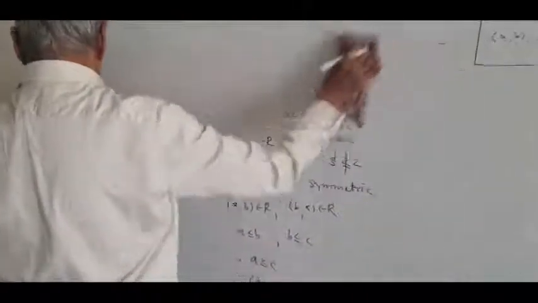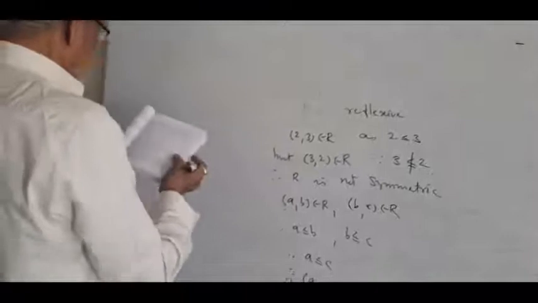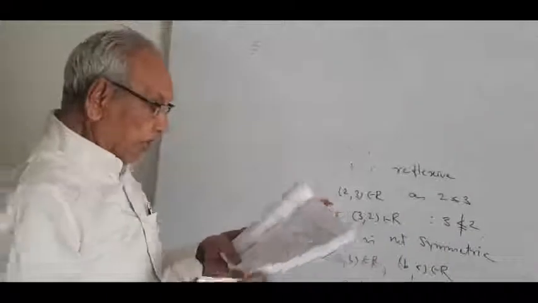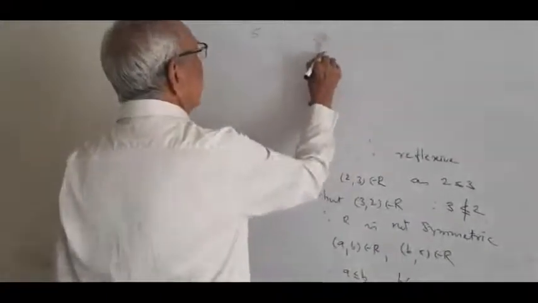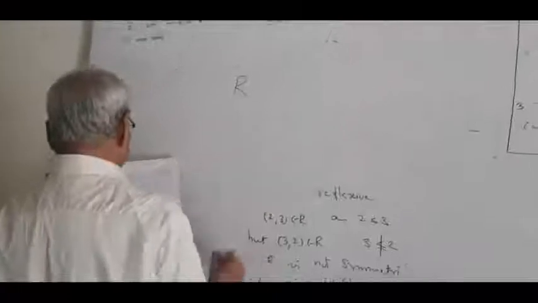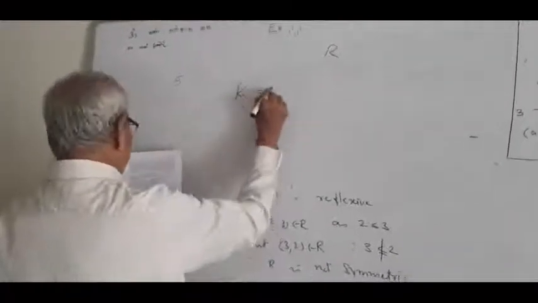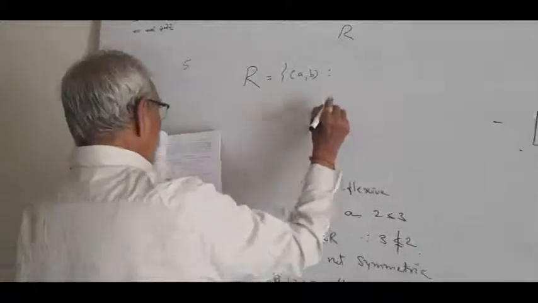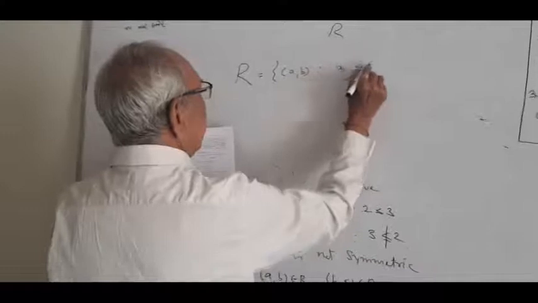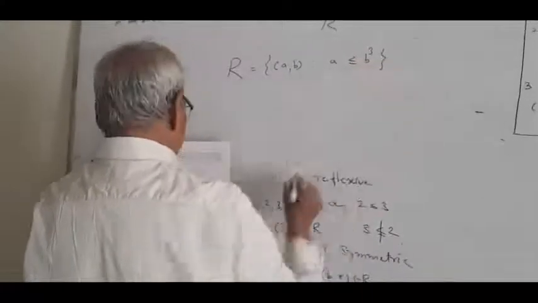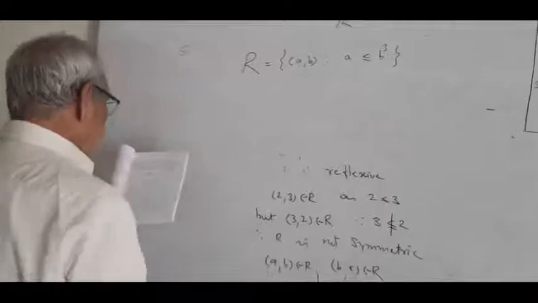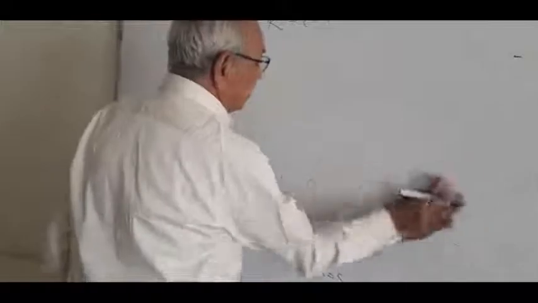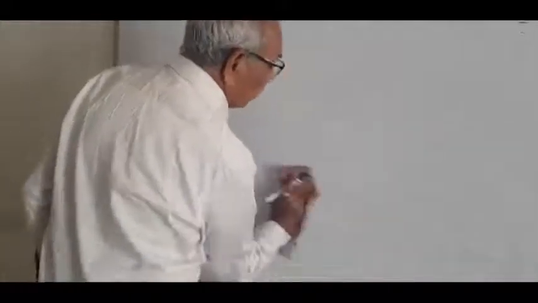Now, question number 5. Check whether the relation R defined on the set of all real numbers, where R is the set of ordered pairs (a, b) such that a is less than or equal to b cubed, is reflexive, symmetric or transitive. We want to verify this. Just check whether this relation is reflexive, symmetric or transitive.